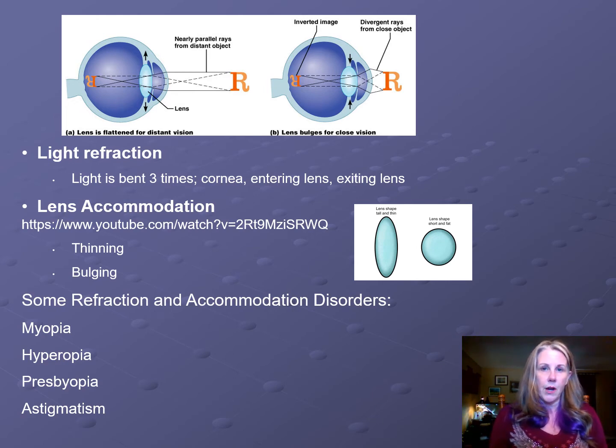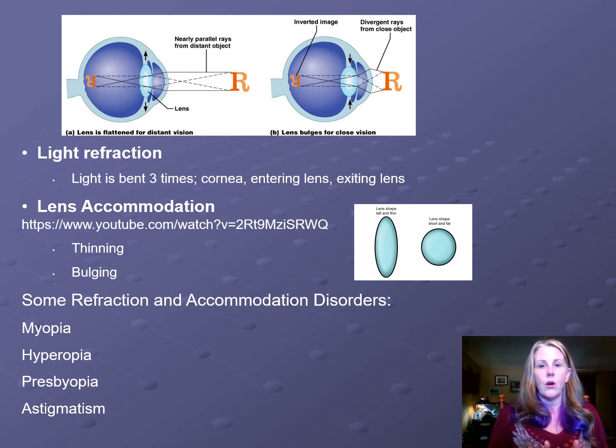And this happens when we try to view things up close. Now, when it becomes thicker, it's going to increase the refraction. It will increase the amount of bending. Remember, the goal is to get those light rays to converge on the retina so that we can have the best vision. If, for some reason, it does not, if the lens is trying its hardest to thin out and to bulge, but it just can't get there, those light rays aren't going to converge on the retina. And whatever we're looking at will not be in focus.